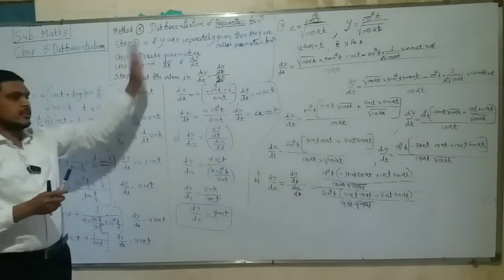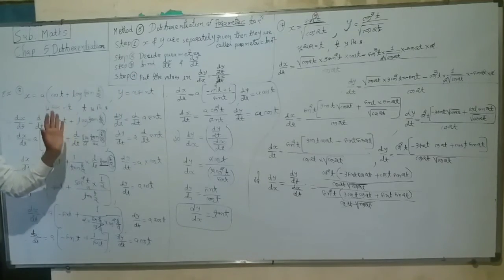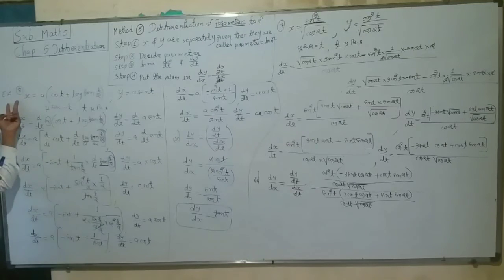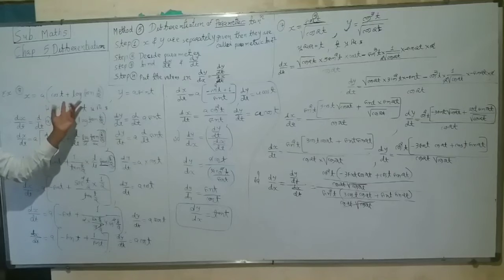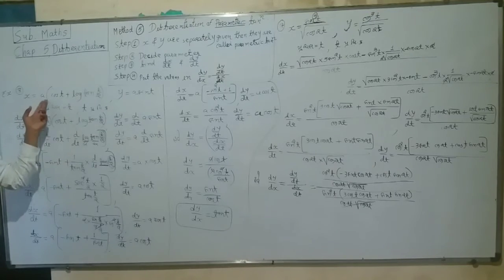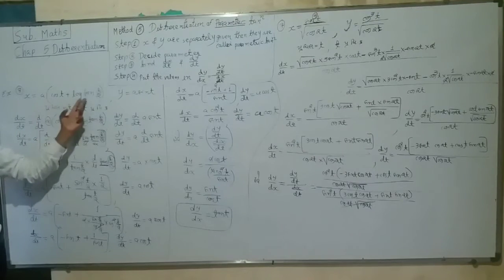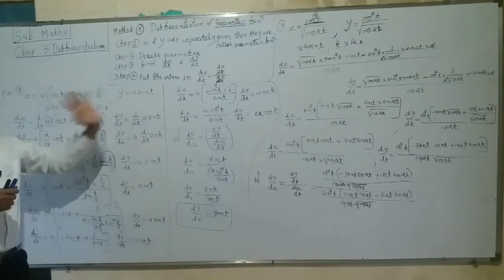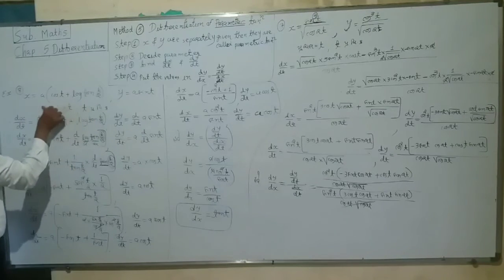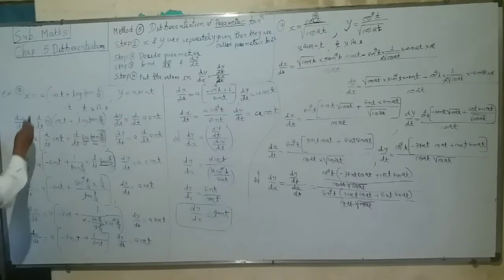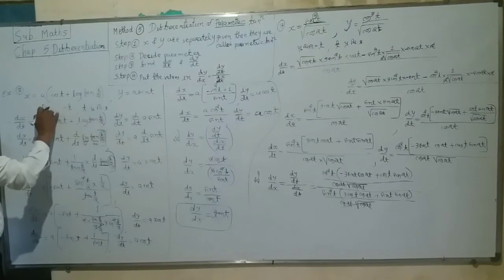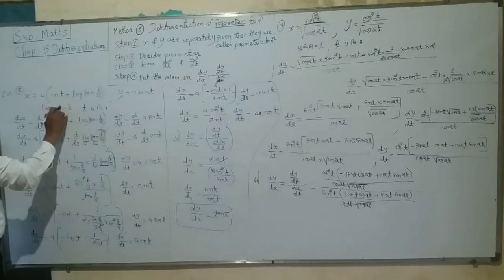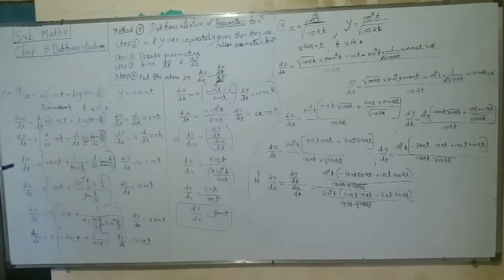Now by using this method we see sum number 8 of exercise 5.6. Now the given parametric function is x is equal to a bracket cos t plus log tan t by 2, comma y is equal to a sin t. Here the parameter is t. x and y are the main variables.